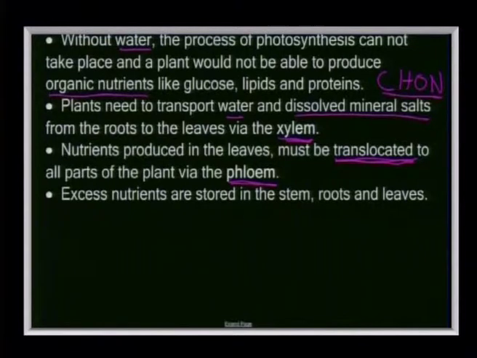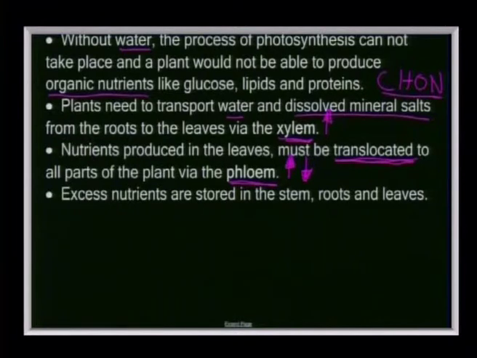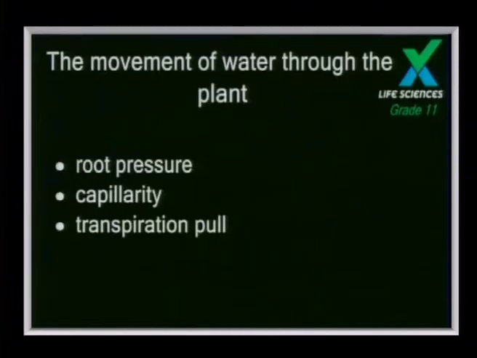So the water is carried by the xylem together with the dissolved mineral salts up the plant, and the phloem is going to carry the nutrients that have been produced by the leaves. They are translocated via the phloem up and down the plant till they are stored in either the roots, the stem, or the leaves, or in all three. Excess nutrients are stored in the leaves, the stems, and the roots.